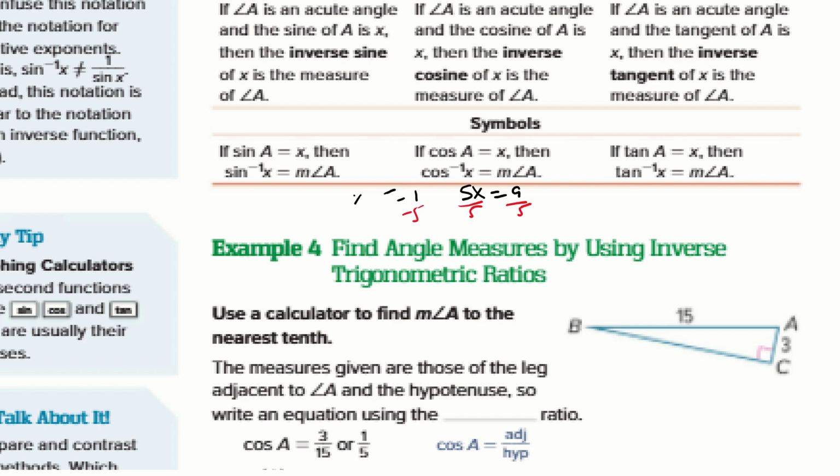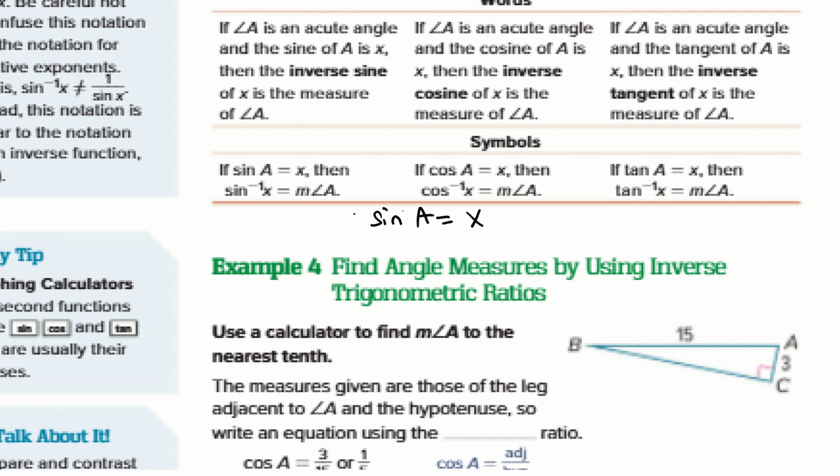Well, the same thing works with sine, okay? So if I have sine of A is equal to x, well then the only way to get rid of the sine is to do the sine inverse. Okay, so we're going to do the sine inverse, and it looks like a -1 there. It looks like an exponent, but it's not an exponent.